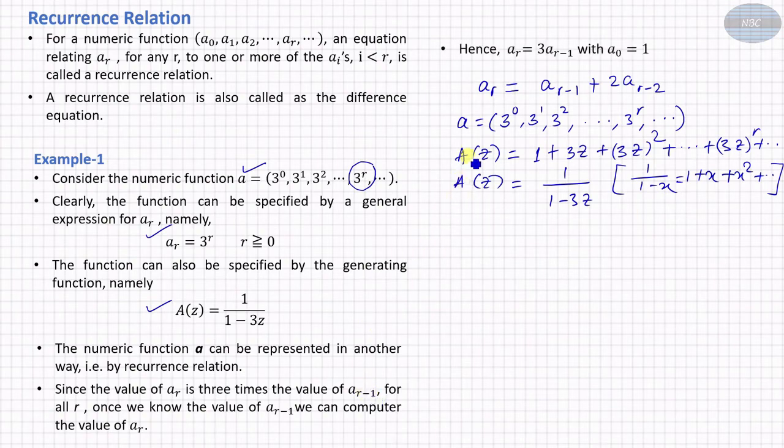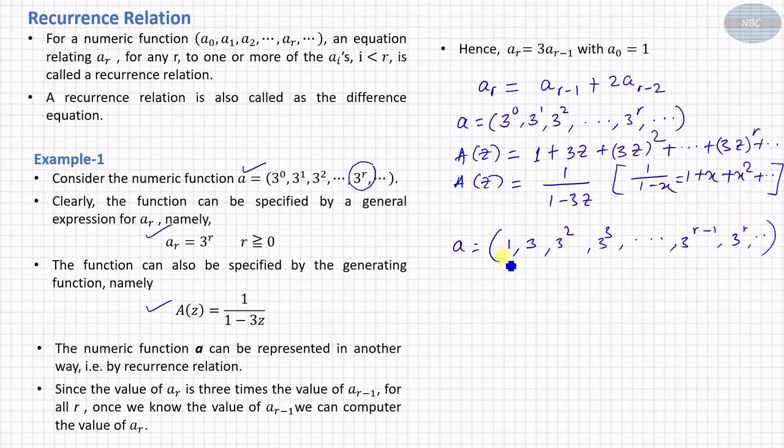Okay, so hence we can write the recurrence relation a_r = 3 a_(r-1) with a_0 = 1, and this is called the boundary condition. So we know the value of a_0. Once again, I can write it as 3 to the power 0, which is 1, then 3, then 3 squared, 3 to the power r-1, 3 to the power r, and so on.